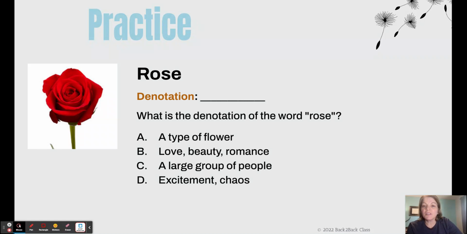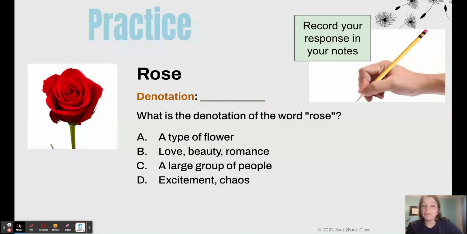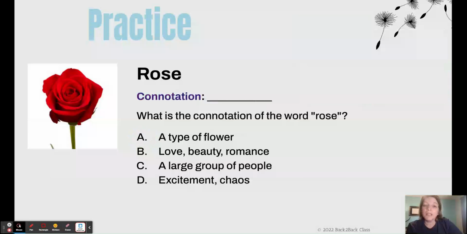First, let's look at the word rose. Write down the letter for the correct answer in your notes, and let's do that in 5, 4, 3, 2, and 1. And of course, I'm sure you all wrote down that the correct answer is A, a type of flower. Now that we've looked at the denotation, let's look at the connotation of the word rose.